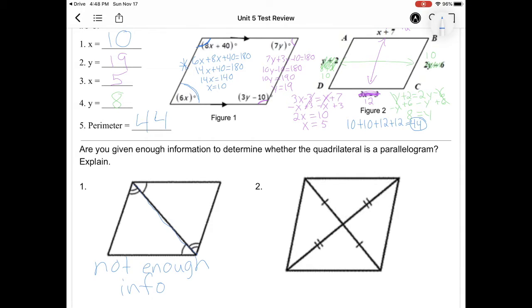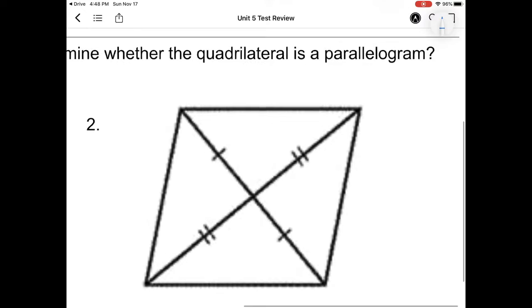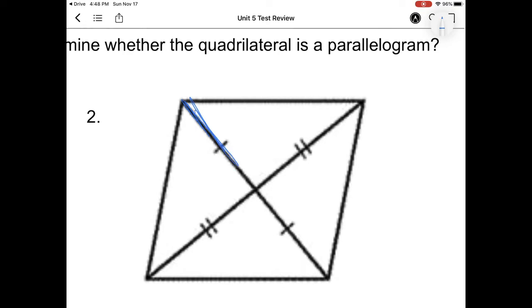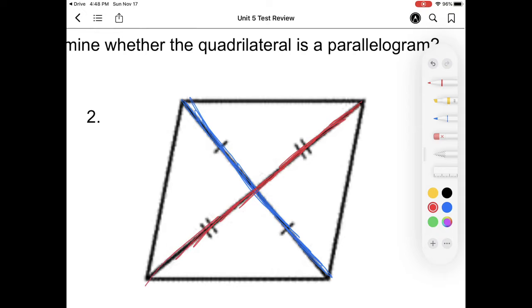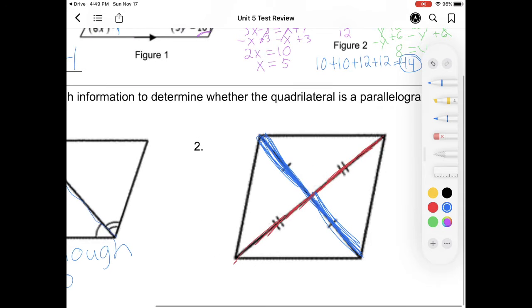Now on number 2, however, if we're only looking at this first diagonal here, the second diagonal is dividing the first one in half, meaning this side is equal to this side on the other side, on both sides of the second diagonal. So in this one, or number 2, our answer is yes. It is a parallelogram.